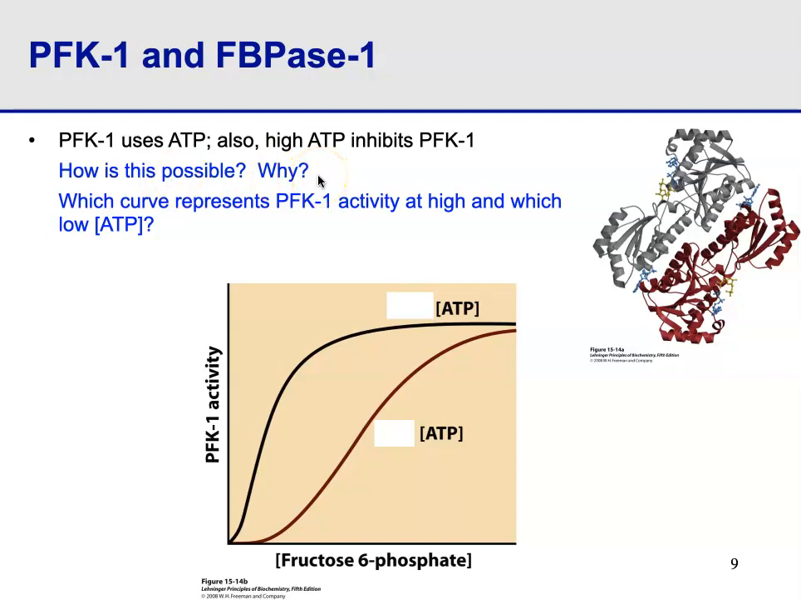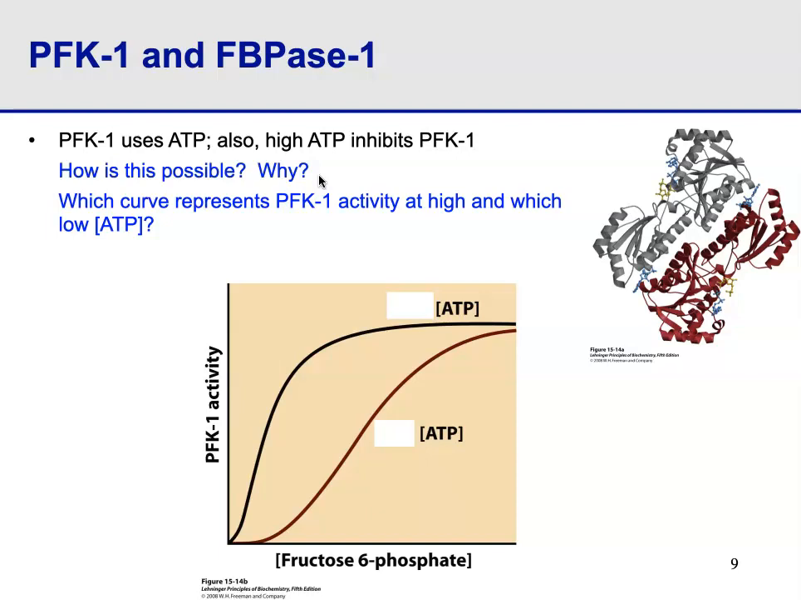If you remember, we talked about this, but for a different enzyme. But the same rule here is true for PFK1. So why is that? How is this possible? Well, there are two binding sites for ATP. One binds ATP as a substrate, and the other one, the allosteric site, binds ATP but only when ATP is at higher concentration. And when ATP binds at that site, it inhibits the enzyme.